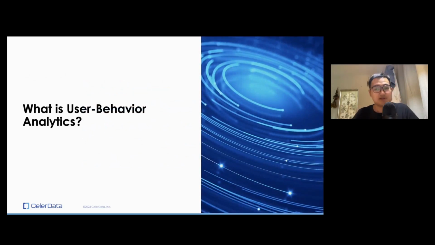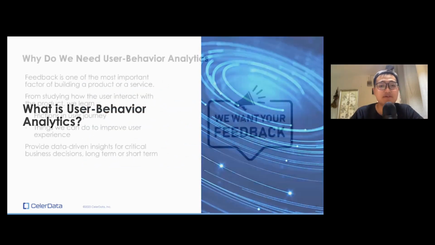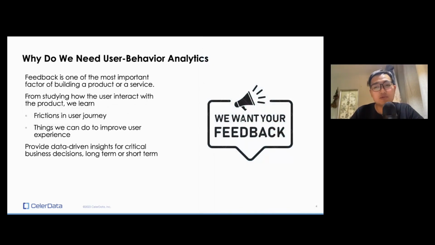Let's first talk about what user behavior analytics is. Before we start, there's something we want to talk about. While you're building a product or offering a service, feedback is always one of the most important factors. You're getting feedback from anywhere, ideally from your user. That's not even just for building a product or service. That's like doing anything in life.